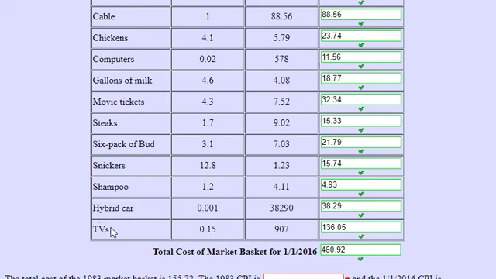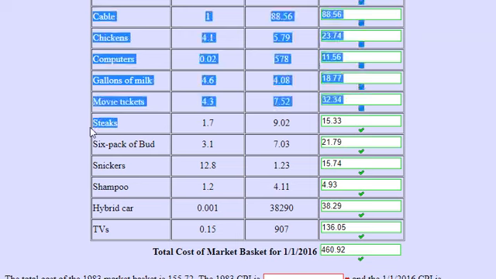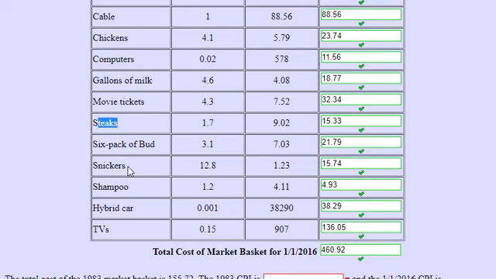Now, this whole thing is kind of flawed because in 1983, there was no such thing as hybrid cars. The TVs in 1983 were made of glass and were really big and clunky and had low definition. The computers in 1983 are nothing like they are today. But a gallon of milk is a gallon of milk. A movie ticket is not a movie ticket, because a movie ticket in 1983 was a ticket to a movie that cannot be compared to a movie of today, like Batman, where the technology is so much better than it was in 1983. But steaks are steaks, Budweiser's Budweiser, Snickers is Snickers.